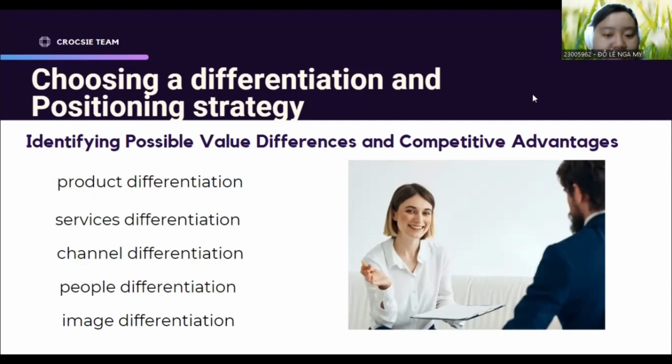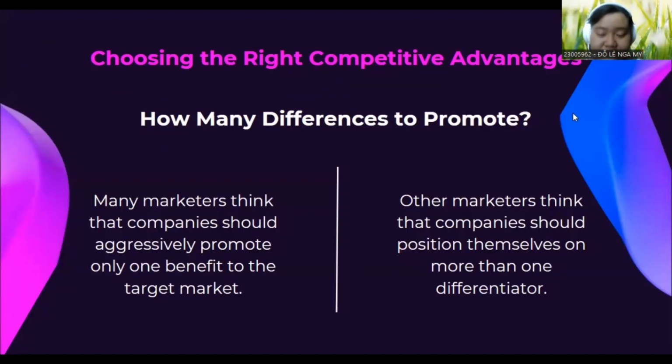Companies can also gain a strong competitive advantage through people differentiation by hiring and training better people than their competitors do. And last, we've got image differentiation. When competing offers look the same, buyers may perceive a difference based on company or brand image. Symbols, such as the McDonald's golden arches, differentiate.